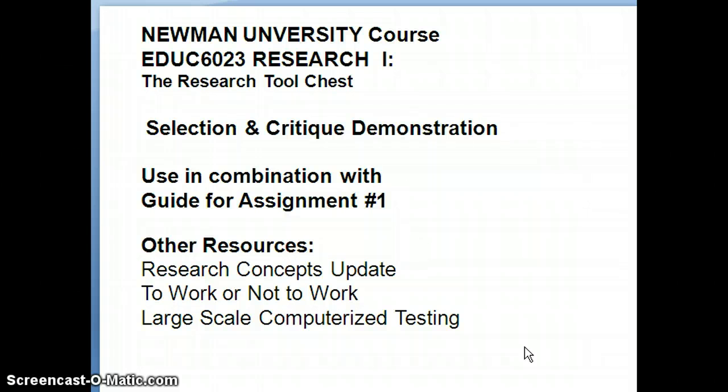Let me identify some resources that you need to be aware of and be thinking about using. These are all going to be available on Moodle on the website. One is a brief 2-page Word document called Research Concepts Update. It simply lists and provides definitions for a couple of very basic research concepts. Not a complete document in this sense, but it gives you a big head start.